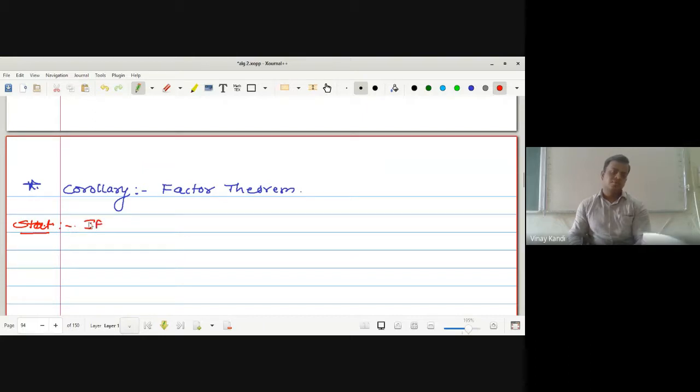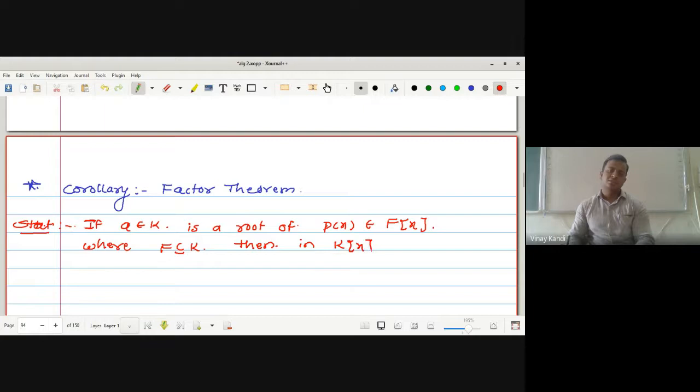Statement: if a belongs to capital K, is a root of p of x belonging to capital F of x, where K is the extension of F, that is, F is contained in K, then in capital K of x, prove that x minus a divides p of x.